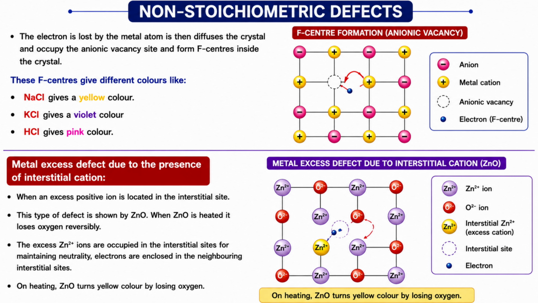Here, an excess positive ion is located in the interstitial site. This type of defect is shown by zinc oxide. When zinc oxide is heated, it loses oxygen reversibly. The excess Zn2+ ions occupy the interstitial site for maintaining neutrality. Electrons are enclosed in the neighboring interstitial sites. On heating, zinc oxide turns yellow by losing oxygen.